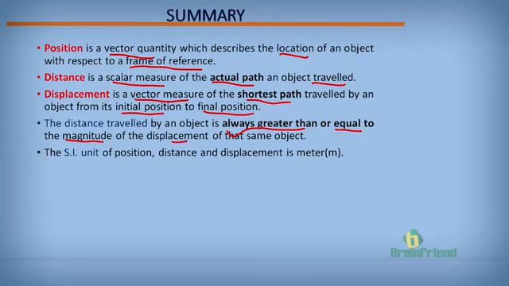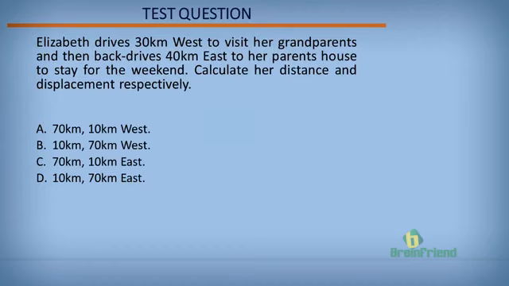The SI unit of position, distance, and displacement is the meter. Now, to test our understanding of the subject, we are going to look at two examples, two questions, to know how well we understood this topic. Elizabeth drives 30 kilometers west to visit her grandparents and then drives back 40 kilometers east to her parents' house to stay for the weekend. Calculate her distance and displacement respectively.